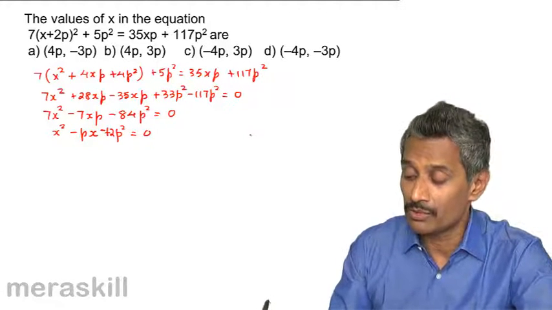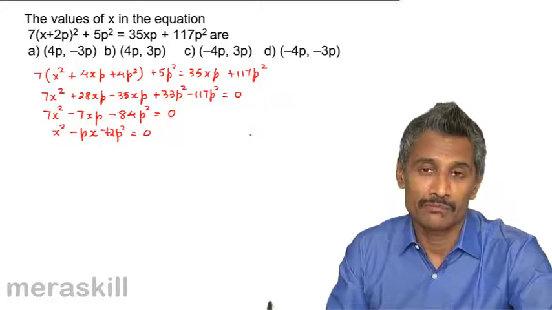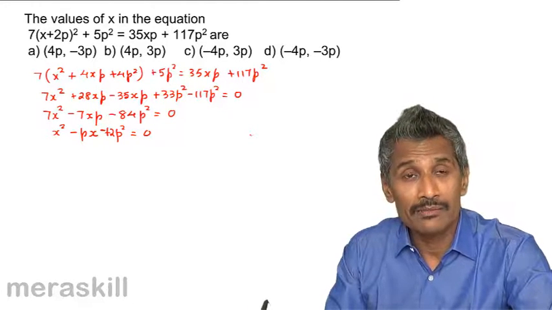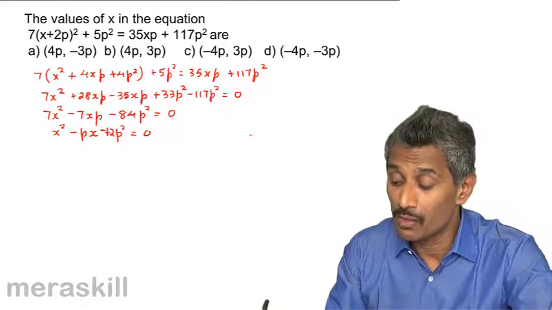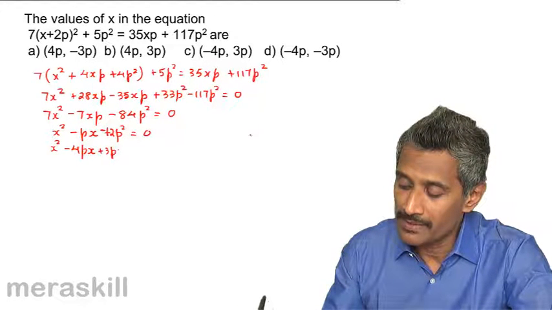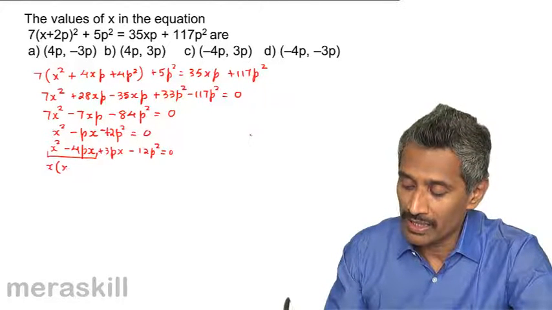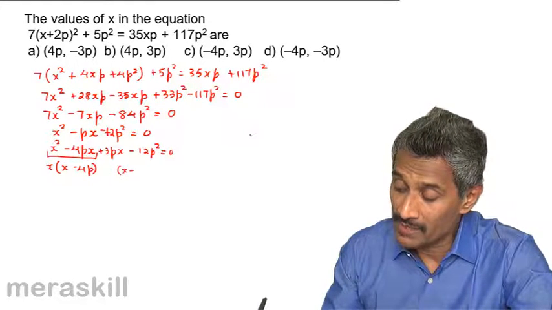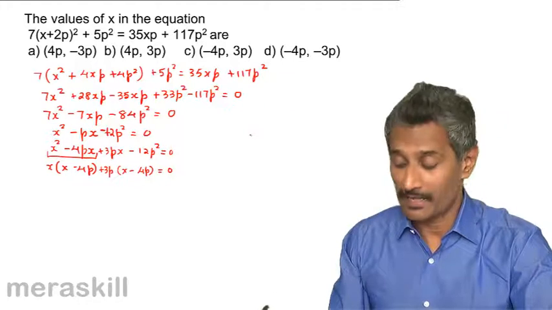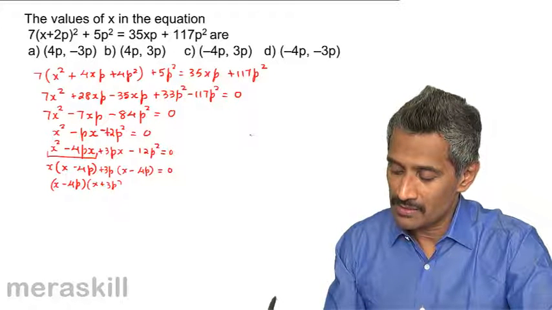Now here what we need to do is find two numbers which on multiplying give minus 12 and on adding give minus 1. It cannot be minus 6 and 2, which multiplies to give minus 12 but on adding gives minus 4. 4 and minus 3 also give minus 12, but on adding will give plus 1. We want minus 1, so it's going to be x^2 minus 4px plus 3px minus 12p^2 is 0. In these two you can take x common and you get x minus 4p. You need to get x minus 4p here too, so you need to take out plus 3p as a common factor. So this will give you (x - 4p)(x + 3p) is 0.